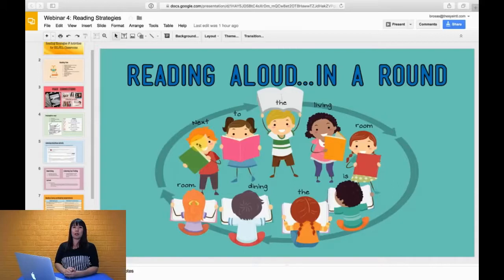The first person will go, and I'll say stop. The next person needs to continue. Now keep in mind, their paraphrases are all different. So they need to know the content very well to pick up where that last student left off.